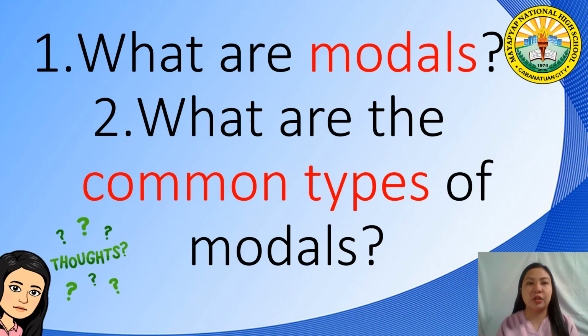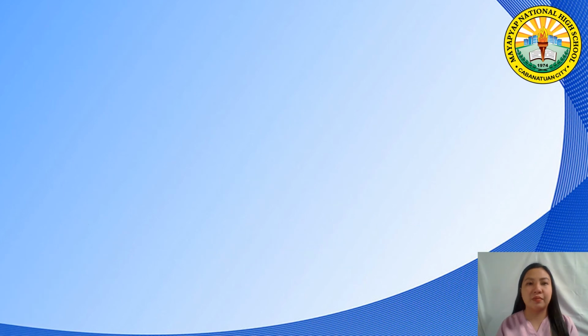Next one is should. It indicates advice. Could means request. May indicates permission. The word would indicates desire. The word might indicates possibility. And lastly, the word must indicates strong probability.